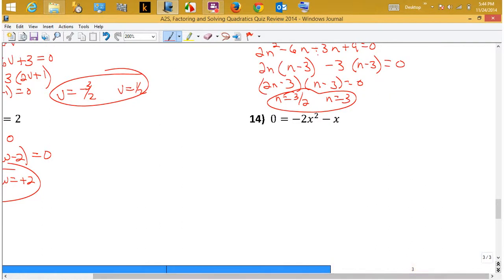For this one, there already is a 0 on one side. So what I'm going to do is factor something out. So I'm going to factor a negative x out. If I divide this by negative x, you can see that I'm going to get 2x left. If I divide this by a negative x, a negative over a negative is going to be plus 1. So the values of x that make this go to 0 would be x equal to 0. The values of x that make this go to 0 would be x is equal to negative 1/2.